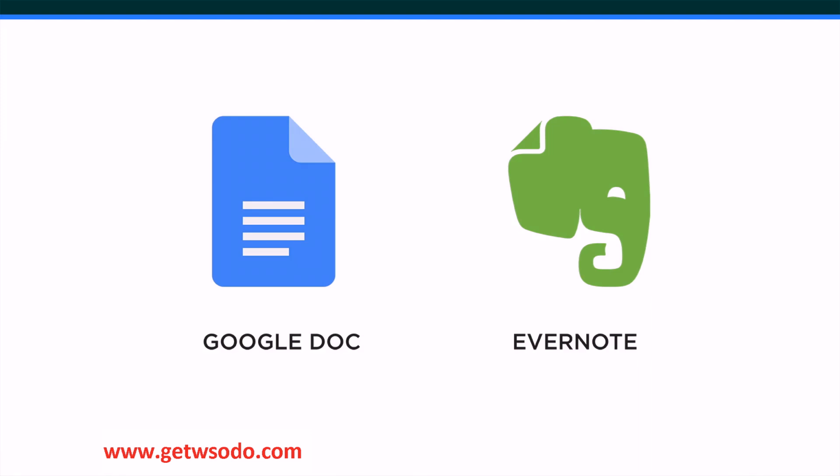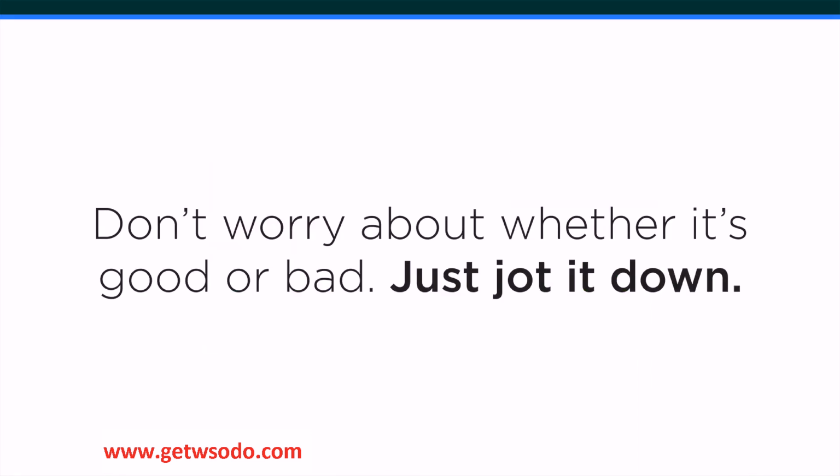First, just brainstorm as many things as you can think of. So open up a Google Doc or Evernote file and just write down anything that comes to mind. Don't worry about whether it's good or bad. Just jot it down. A lot of the times, one of your bad items will lead to a handful of things that will ultimately end up on your list.